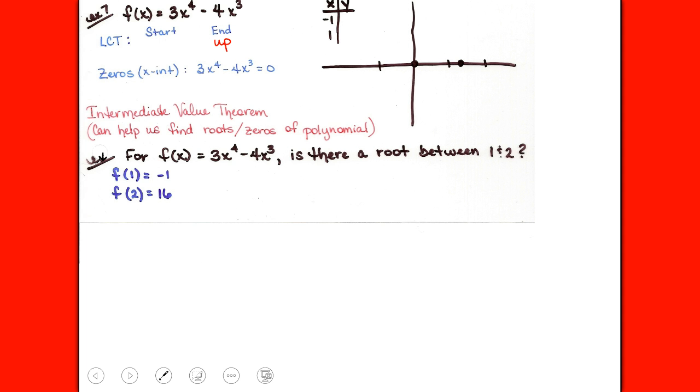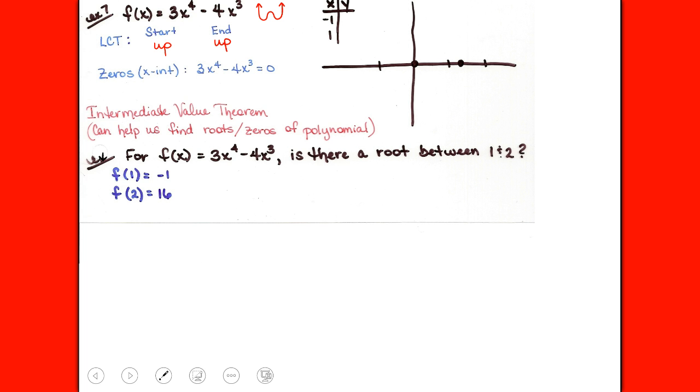Correct. Up. How do we know? Because this is a degree of 4, and that's even. So when it's even, they start and stop in the same direction. Odd, they start and stop in opposite directions. All right? How many turns would it typically have? It may not, because we may have some imaginaries or multiplicity, but typically it would have 3, right?